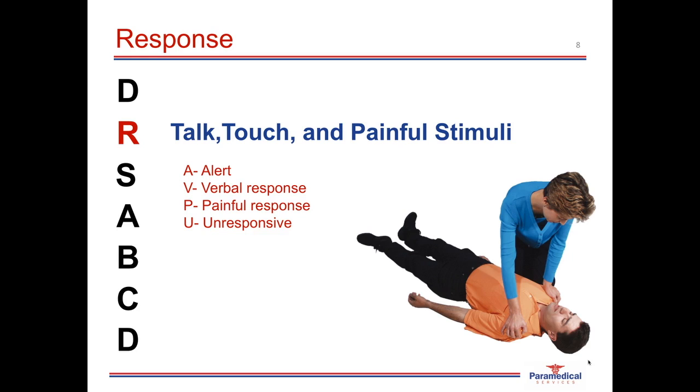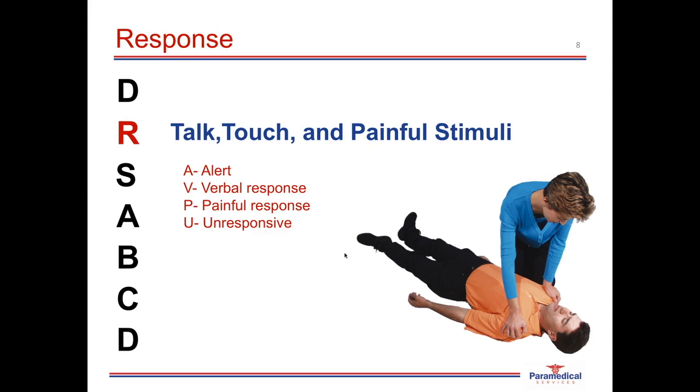The AVPU score is a very well-known system of scoring the patient's level of consciousness as a quick check before doing the GCS. When entering on any scene and looking for a response from the patient, check to see if the patient's eyes are open and if they're following you. Introduce yourself and see if there's any verbal response from the patient.